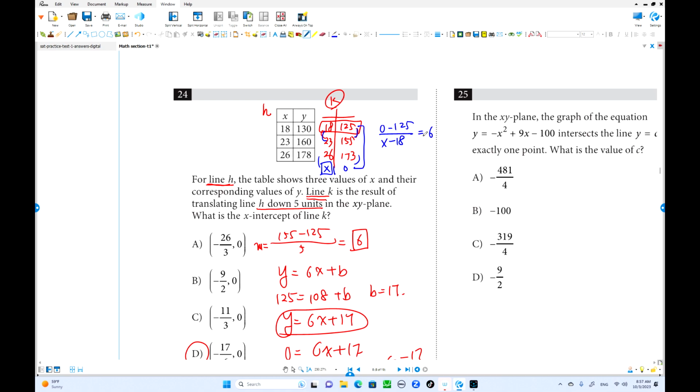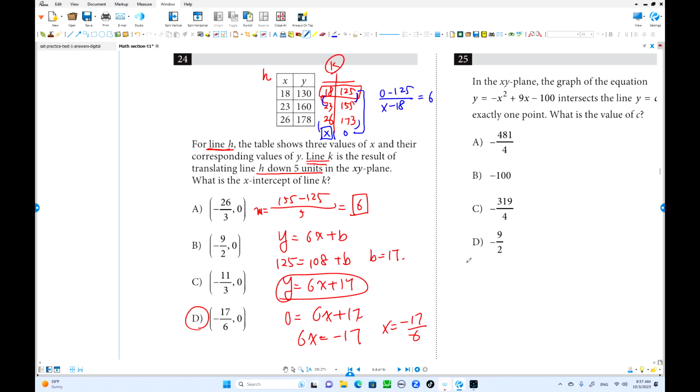Okay? That's the slope. So negative 125 equals 6x minus 108, right? 108. So 6x equals plus 100, that is negative 17. So x equals negative 17 over 6. Okay? You can use the slope because the slope is a constant. Okay? Choice D. It doesn't matter, okay?